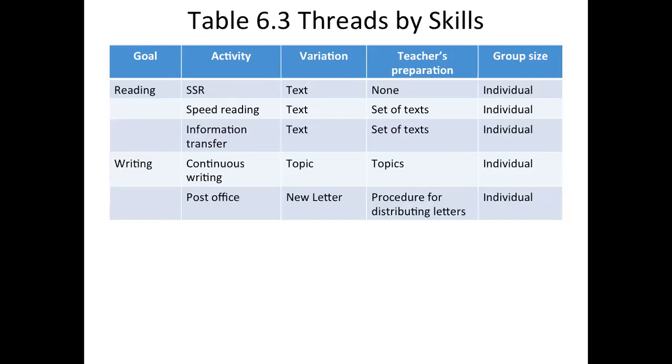For other skills like reading and writing, there are different types of activities that you can find in the literature and in textbooks. In reading, for example, we have SSR, sustained silent reading. The learners read the text silently, and after that they talk to one another about what they have read. This is called sustained silent reading.